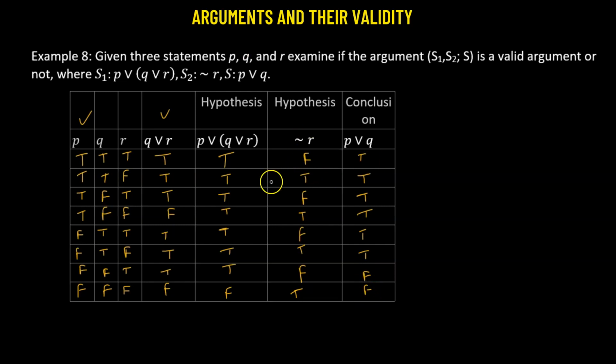Now we'll look for the critical rows. This will be critical row number 1 because both the hypotheses are true. Then we have the second critical row here. Then we have one more critical row. So there are 3 critical rows, and we see that the conclusion is true for each of the 3 cases. So this is going to be a valid argument.